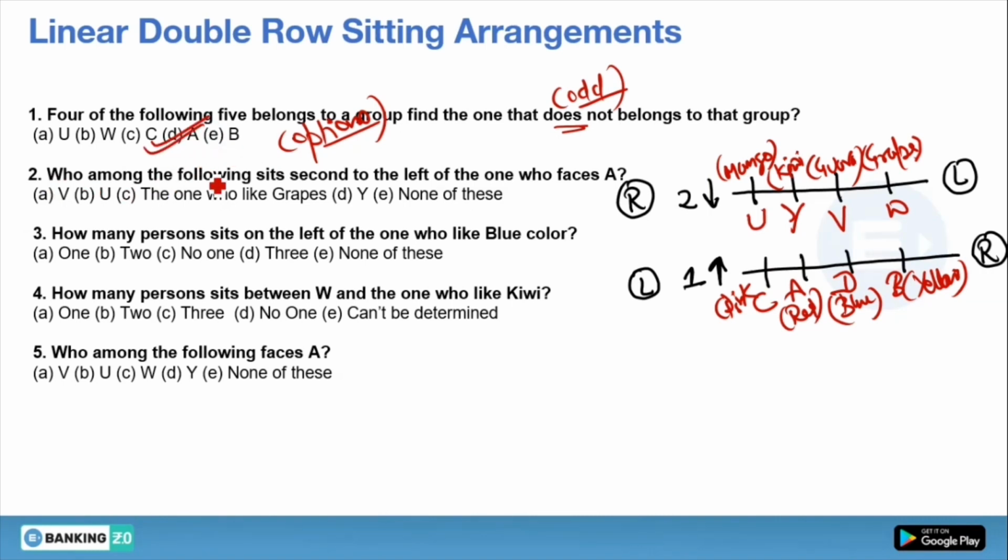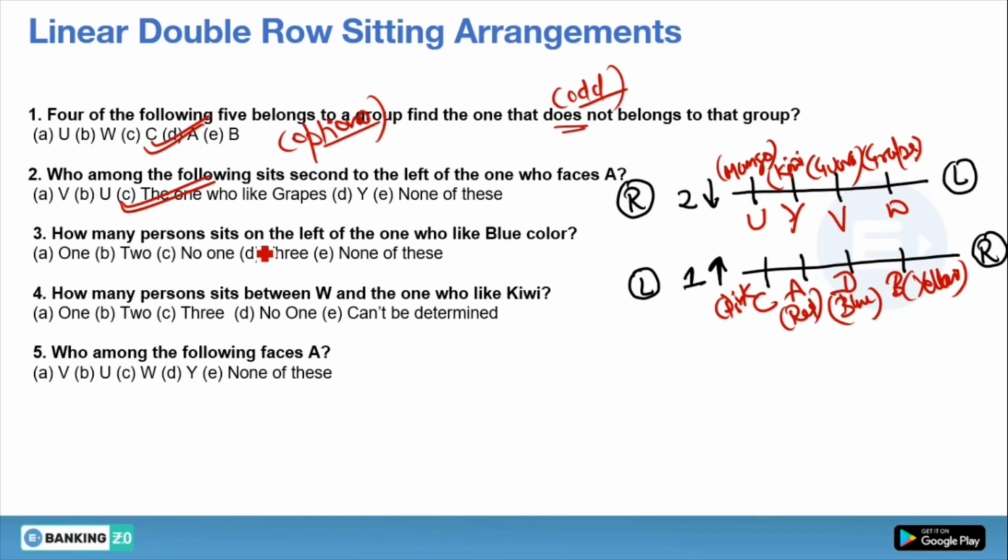Okay. Who among the following sits second to the left of the one who faces A? So A faces Y. Okay. Y's second left is W, and W likes grapes. So let's check the options: V, U, and the one who likes grapes. So this is our correct answer.